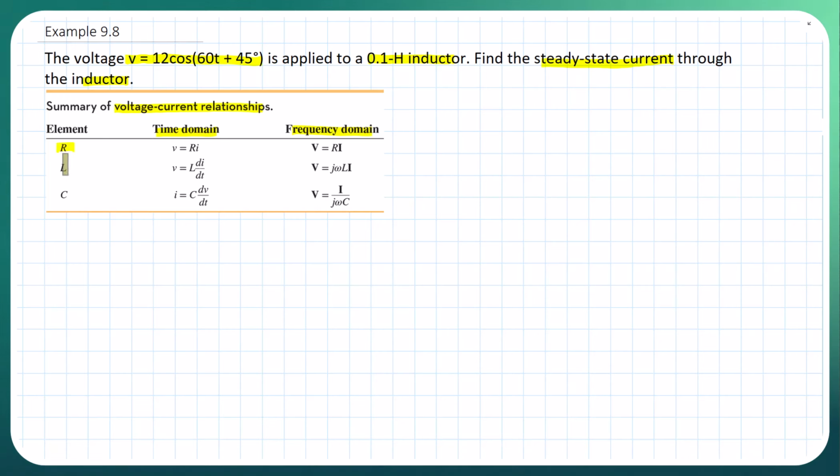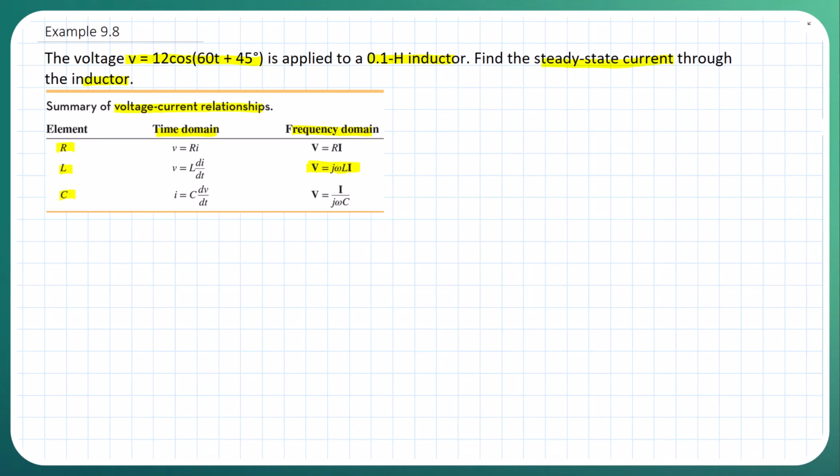So we've got resistor, inductor, capacitor. In this case we want to figure out the relationship for the inductor. We're going to look at this equation and use it in applying the steps to find the current. So let's go ahead and write this down.